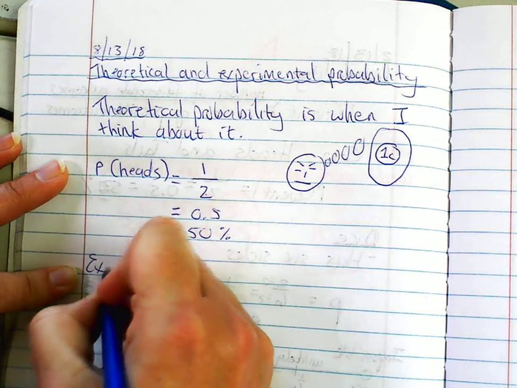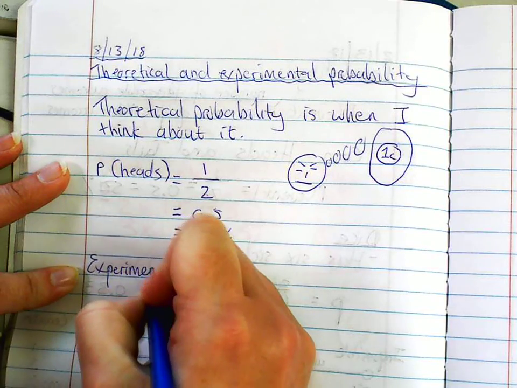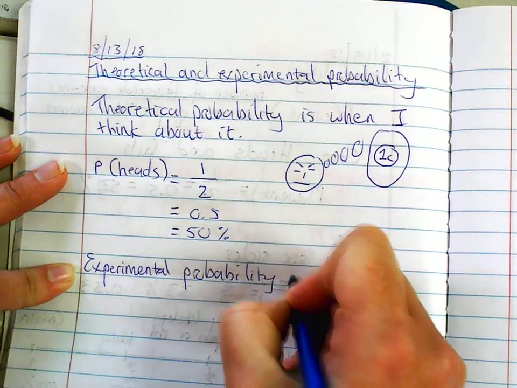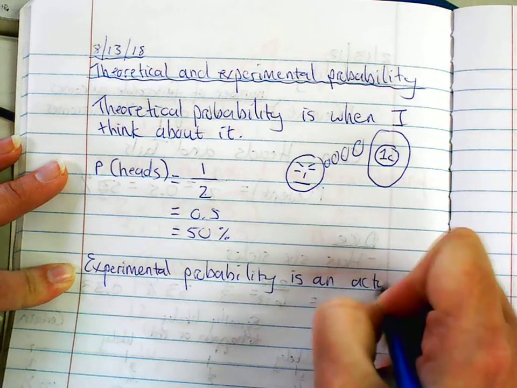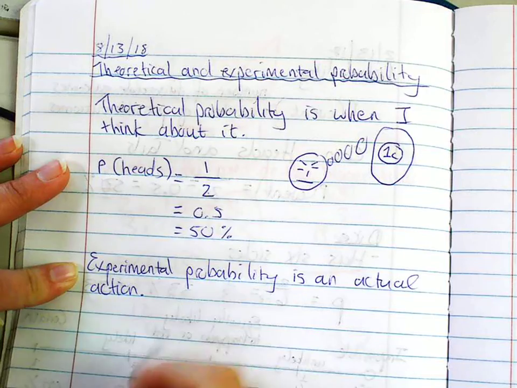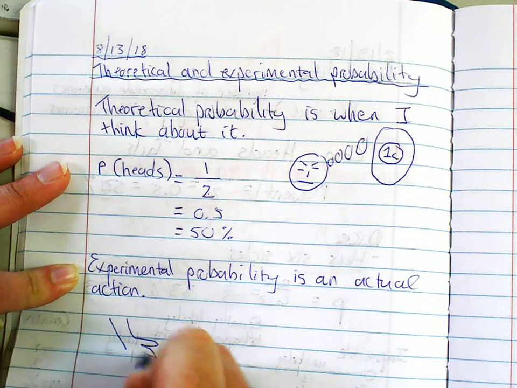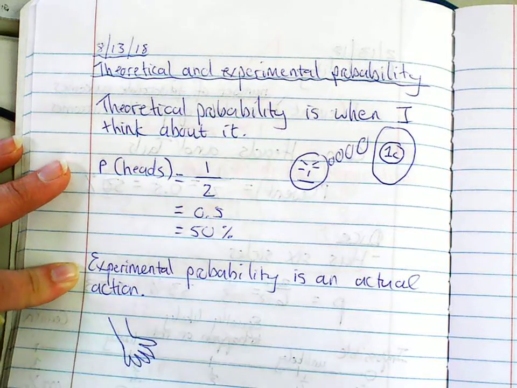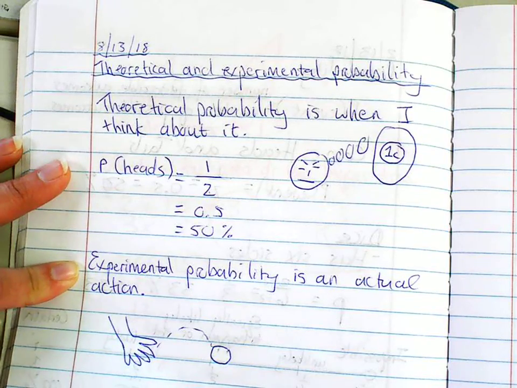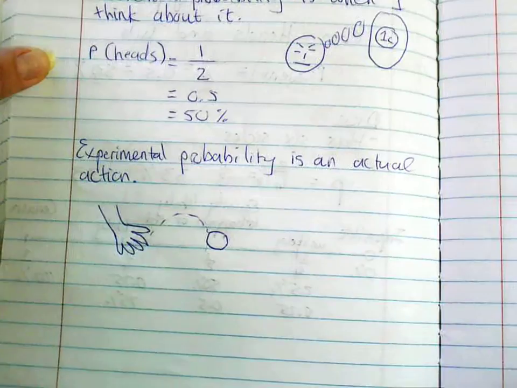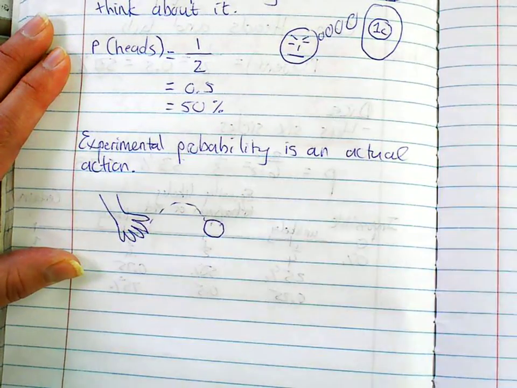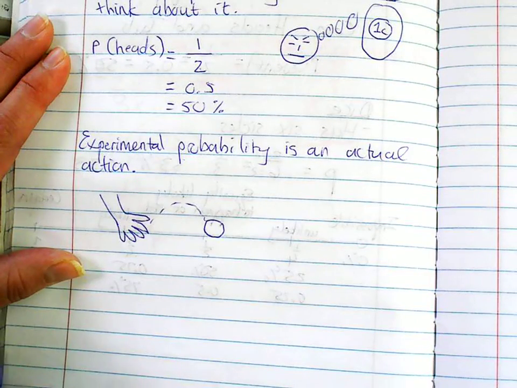So experimental probability is when I actually go and throw the coin, is an actual action. Okay, it's an action. For example, I take my hand, I'm sorry for this hand, it's an ugly hand. There's my hand, and I throw the coin on the floor. Okay, that is experimental probability. I throw the coin on the floor, and then I can see, oh, it's tails. Never mind. So then I record what I have just thrown.